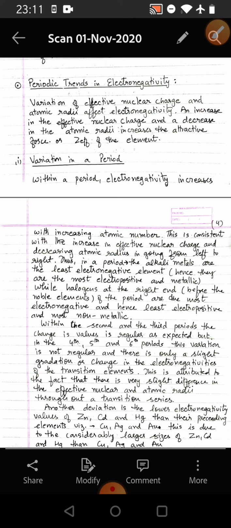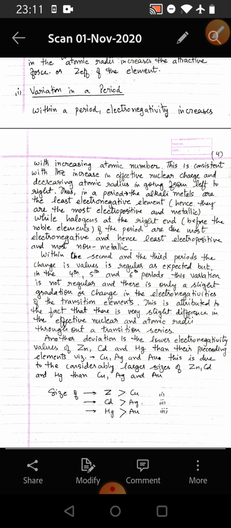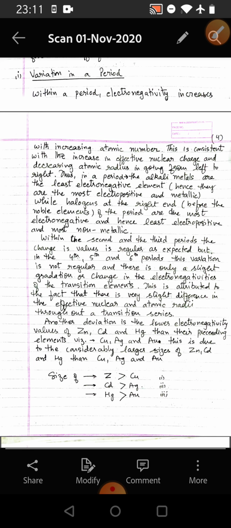Variation of effective nuclear charge and atomic radii affect electronegativity. An increase in the effective nuclear charge and a decrease in the atomic radii increases the attractive force, that is, Z effective of the element. First, let us take variation in a period. Within a period, electronegativity increases with increasing atomic number. This is consistent with the increase in effective nuclear charge and decreasing atomic radius in going from left to right.